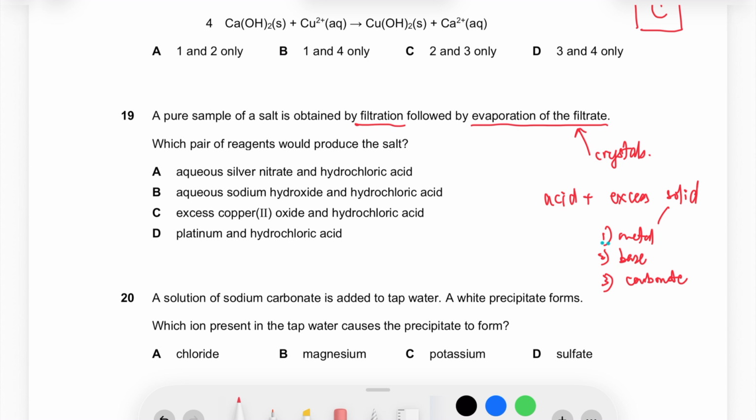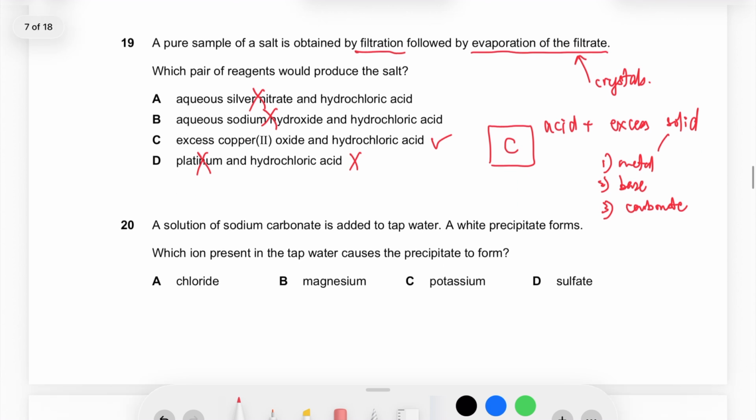This one won't work because platinum is unreactive, so it won't react. Copper(II) oxide works, and this alkaline cannot. The answer should be this one, and this doesn't make sense. Silver nitrate. Answer should be C.